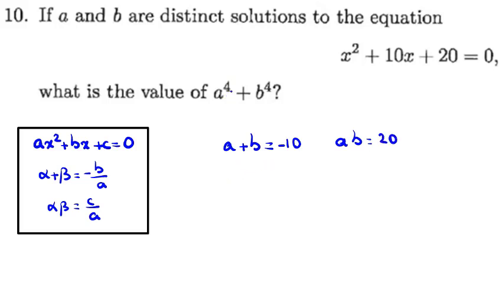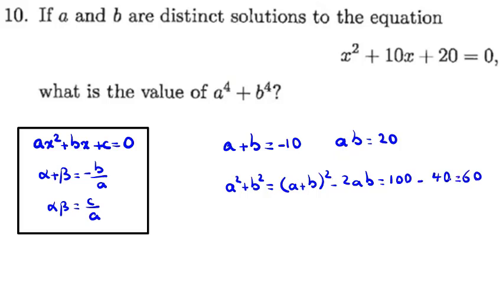Now here, we want a to the power 4 plus b to the power 4. At first we solve this. It will be a plus b squared minus 2ab. A plus b squared is negative 10 squared, 100, minus 2ab, which is minus 40, equal to 60.